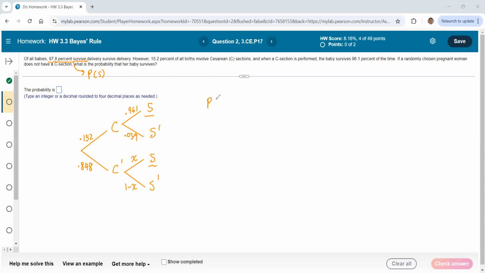given. So probability of S, by total probability, I'm going to work a little bit more with more details. S intersect with C plus the probability of S intersect with C prime. It's the partition, right? C and C prime form a partition. And then we use the product rule. Okay, so this is so-called total probability.